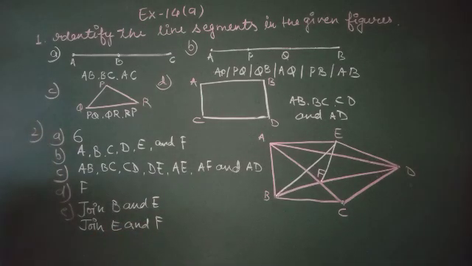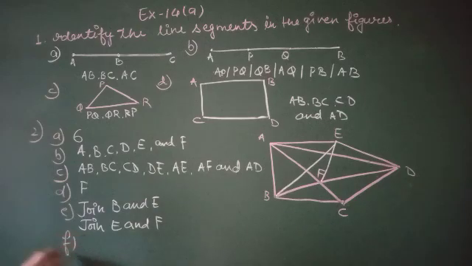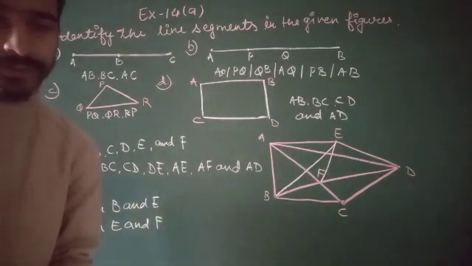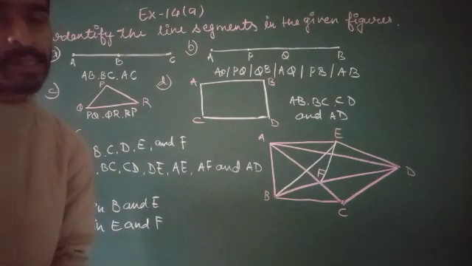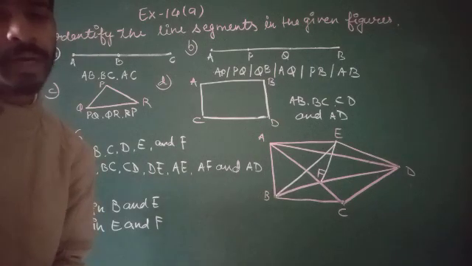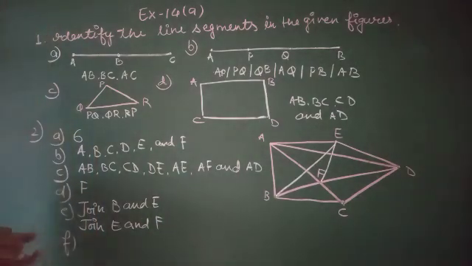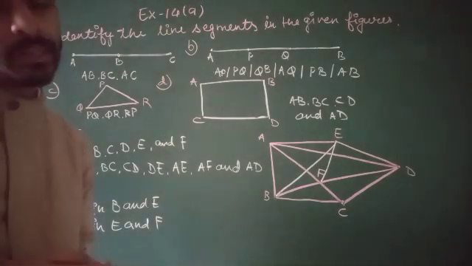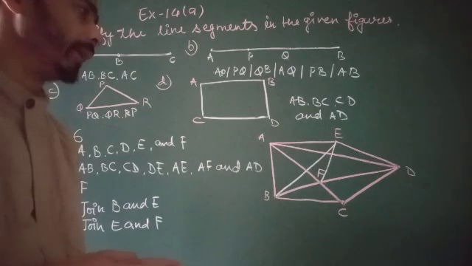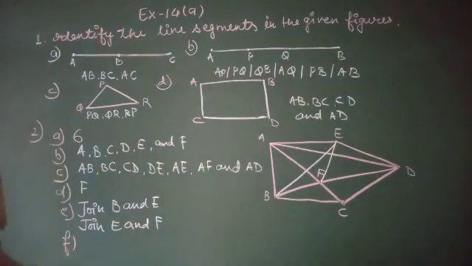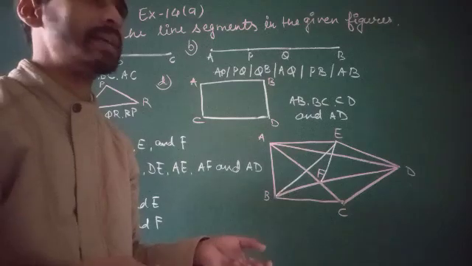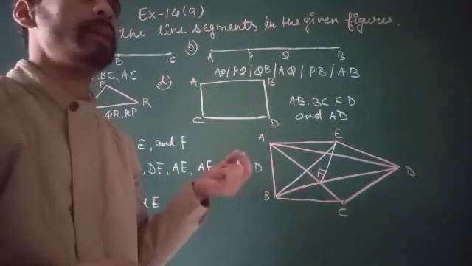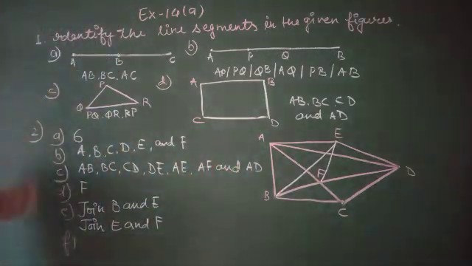Now the next question is question number F. Identify the horizontal, vertical and oblique lines. So we have to write horizontal, vertical and oblique line. You know what a vertical line is? Vertical line means standing line, horizontal line means sleeping line, and oblique line means slanting line.